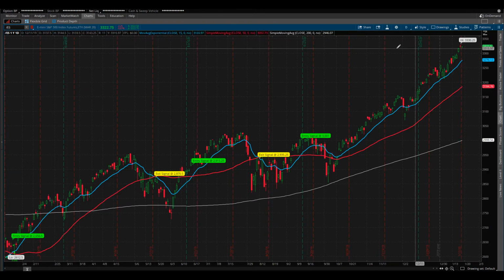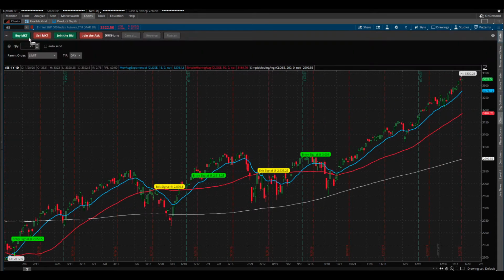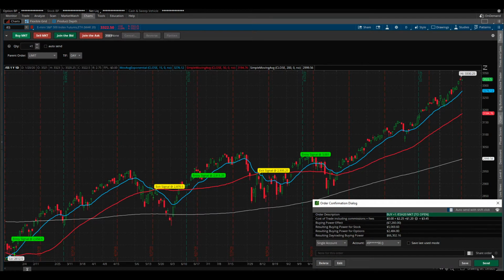And with that said, let me actually show you a cool thing here with Thinkorswim. So I want to make sure I have auto send off. I don't want to buy this right now. But if you go buy market, we're going to go edit.